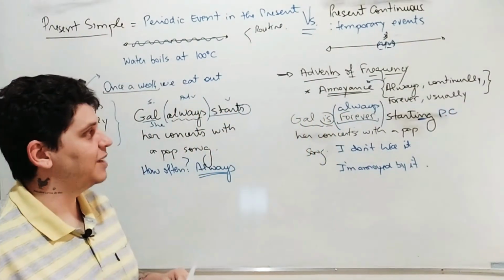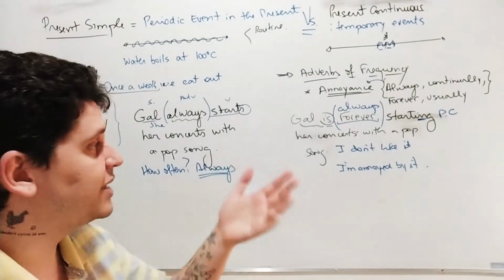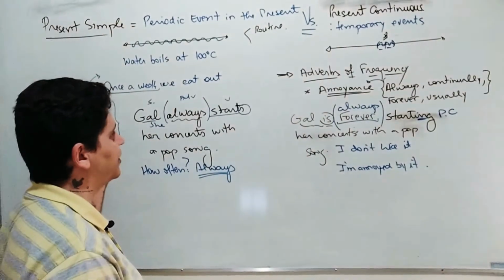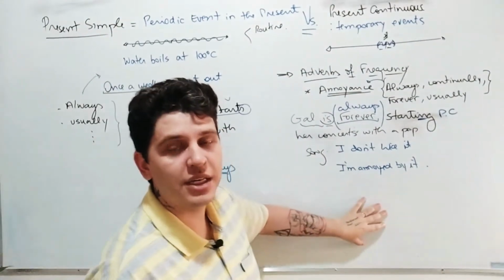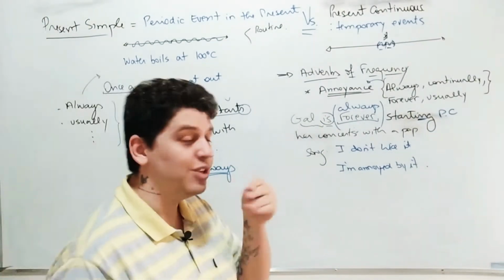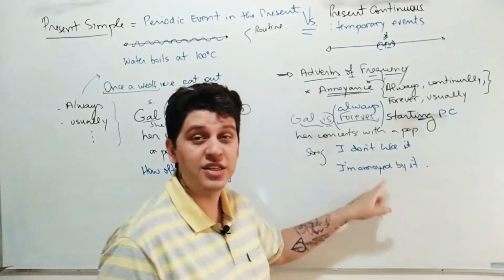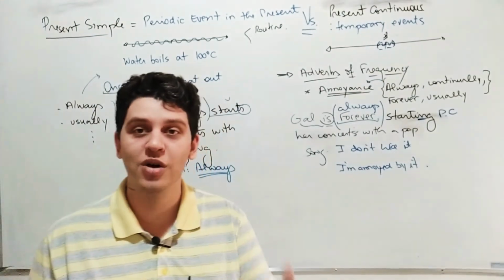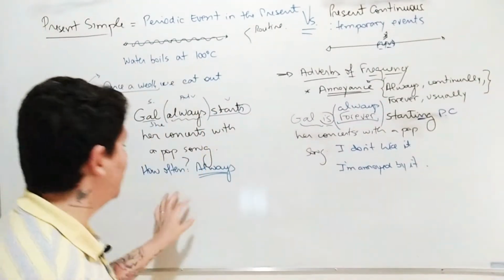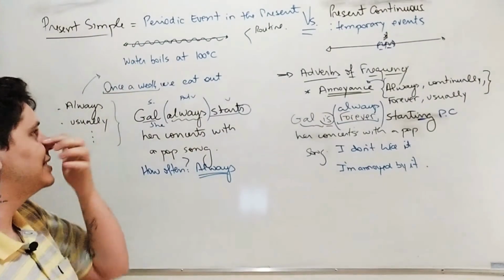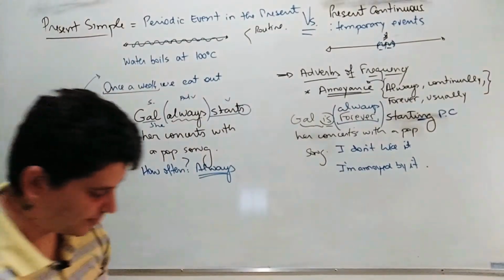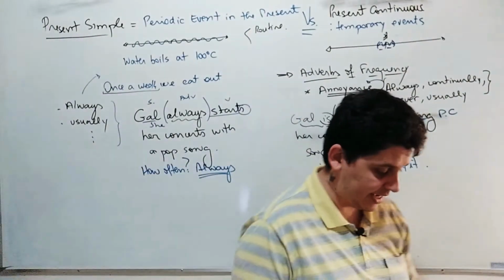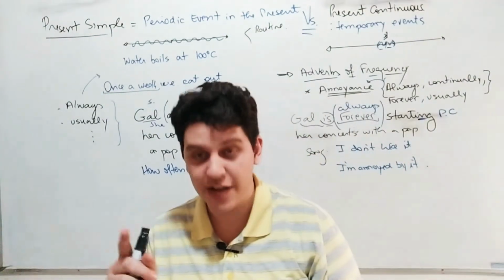So keep in mind that you can sometimes, if you want, use adverbs of frequency with present continuous, but keep in mind that when you say that you are annoyed, you don't like it, okay, this is a special use. If you just want to describe how often something happens, we use present simple normally. Okay? Very well indeed. Next step, state verbs.